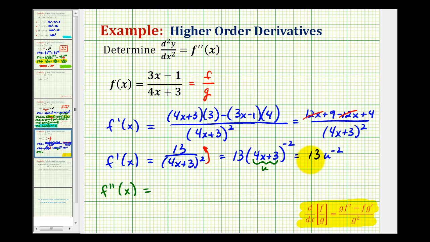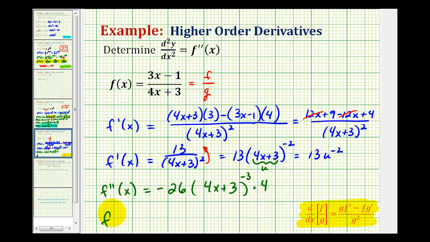So we're going to multiply by negative 2. That's going to be negative 26. Subtract 1 from the exponent, it's going to be negative 3. So this would be u to the negative 3, but u is 4x plus 3 times u prime. Well, if u is equal to 4x plus 3, u prime is equal to 4. So here's our second derivative.